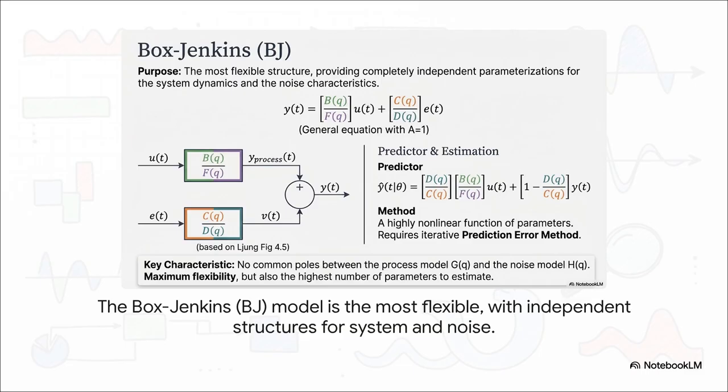And finally, we get to the big one, the Box-Jenkins model. This is the most flexible, most powerful structure we have. Here, the system and the noise are living in completely separate worlds. Think of a chemical reactor. The chemistry inside follows its own set of rules. Meanwhile, the temperature in the room, which is a disturbance, is controlled by the building's thermostat. The two things are totally independent.